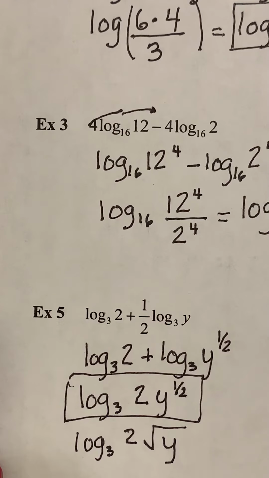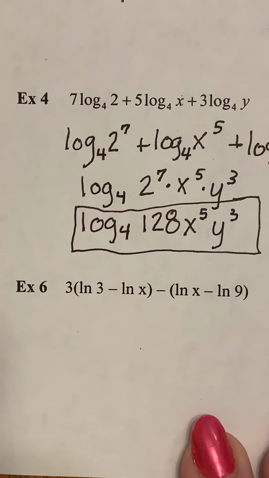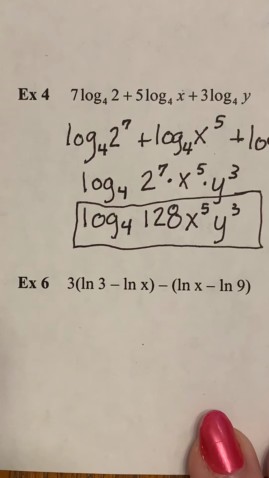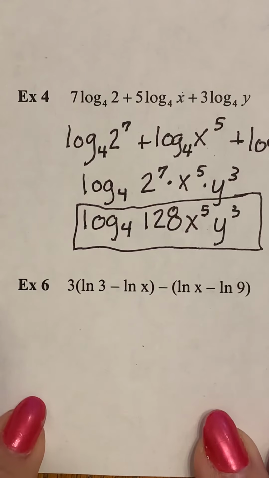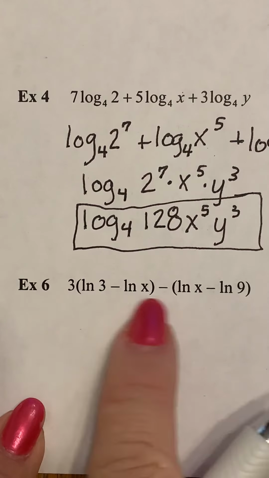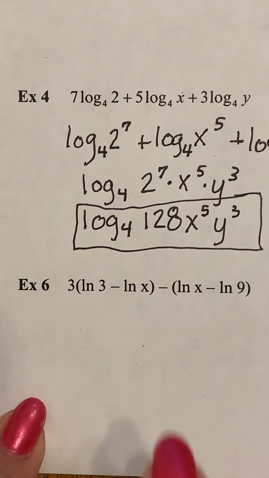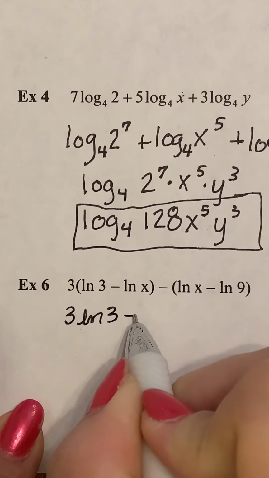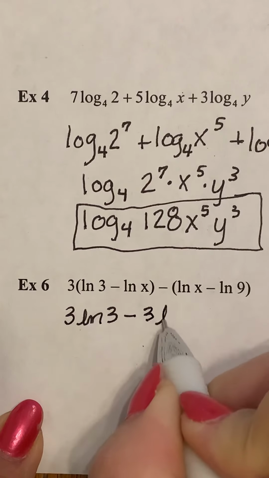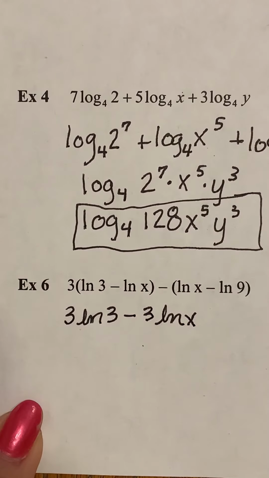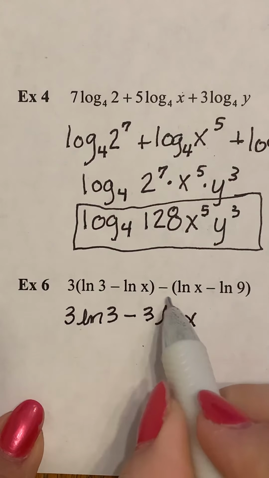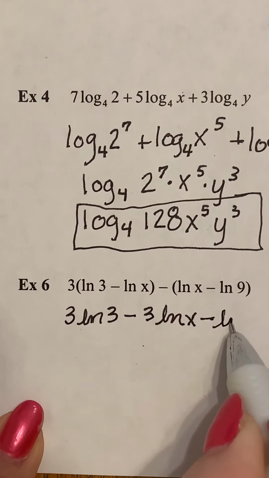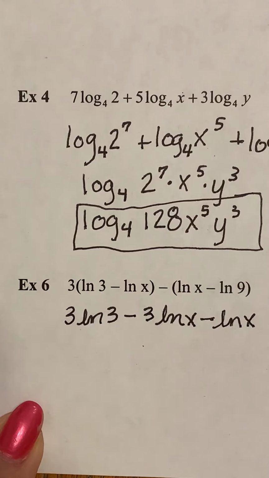Moving on. Example number 6. This one looks a little more complicated. So what we're going to do is distribute that 3 through first. So I'm going to end up with 3 times the natural log of 3 minus 3 times the natural log of x. I'm going to distribute this through. This will be minus the natural log of x. There's no exponents to worry about here.